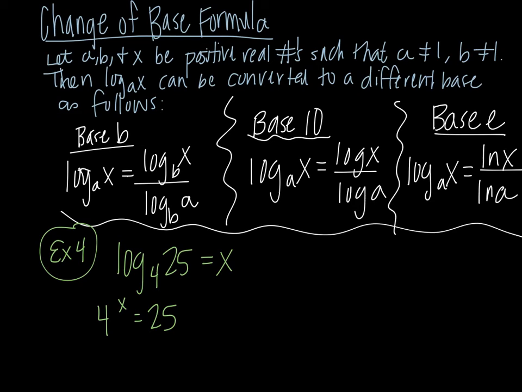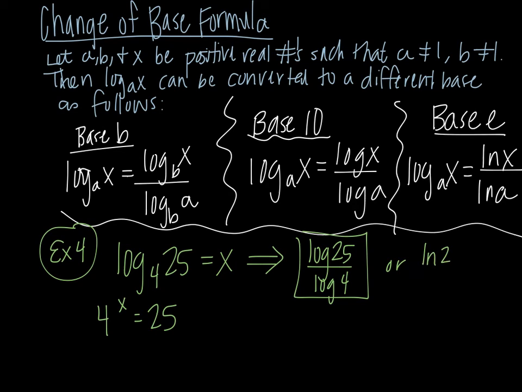If that had been a 16, that would be easy, but it's not a number that I know. So I'm going to want to use my calculator. In order to use my calculator, I'm going to want to change it to either a common base, which is log base 10, or a natural log base. So common base, I would do log 25 over log 4, and I would just type that in my calculator and it would give me an answer. Or I could do the natural log of 25 over the natural log of 4. Both of those are going to give you the same answer, which is about 2.3219.